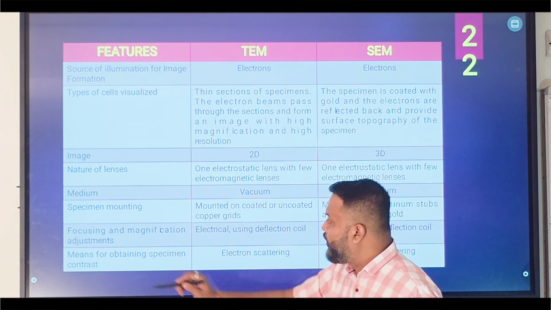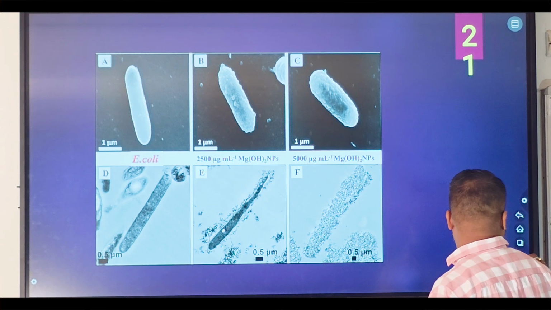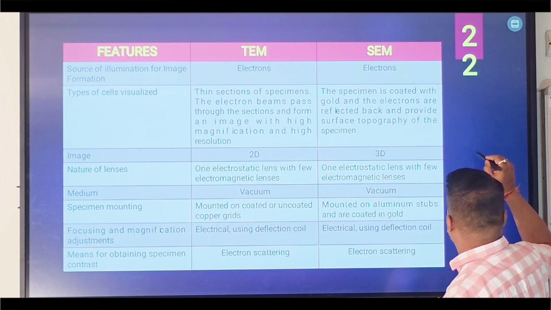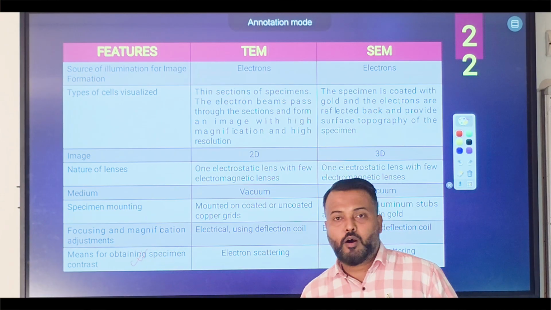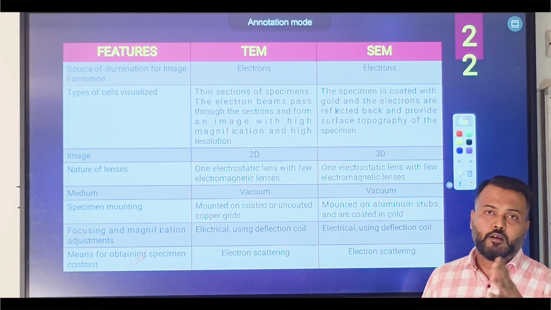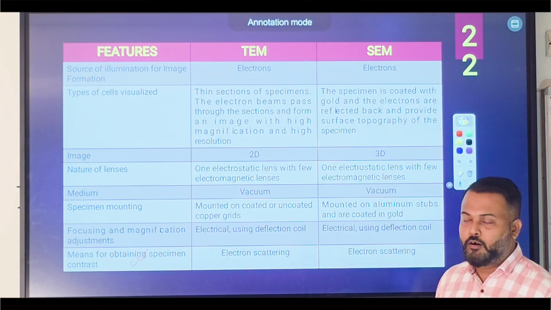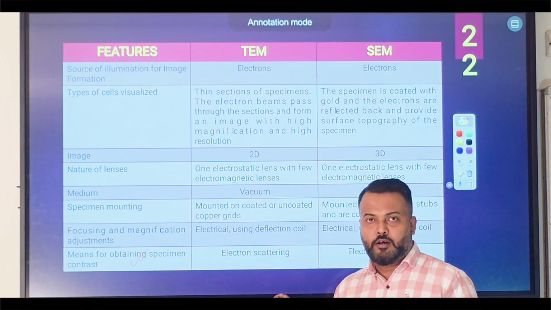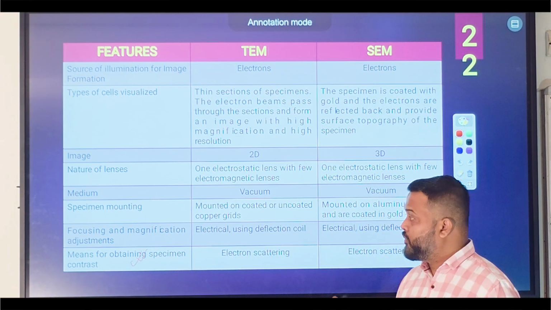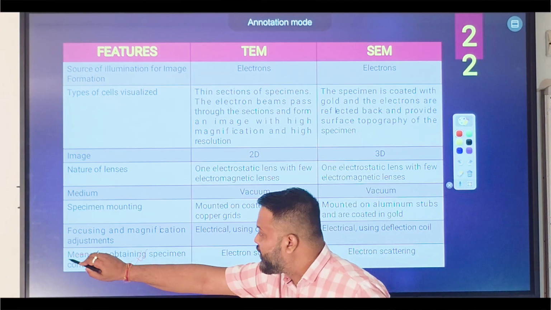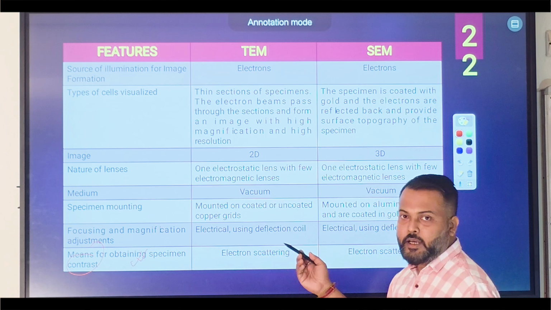Lastly, the means for obtaining specimen contrast. Now we have already discussed different kinds of variables when we discussed microscopy, right? In the very beginning of the first part of the class, we discussed different kinds of variables, and the major one of them is the contrast. Now how is it done in case of SEM and TEM?